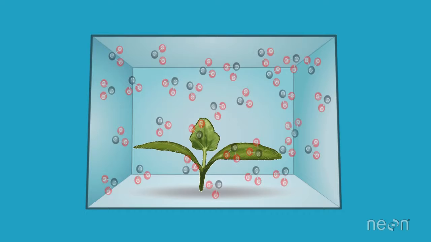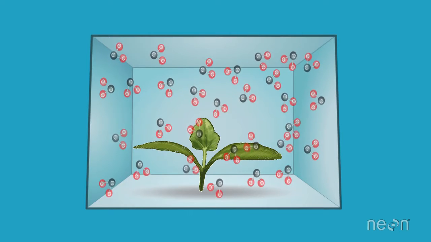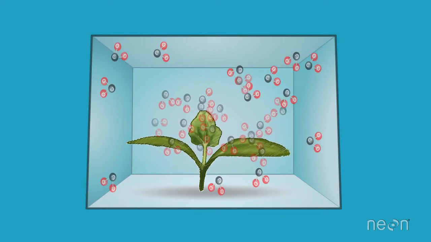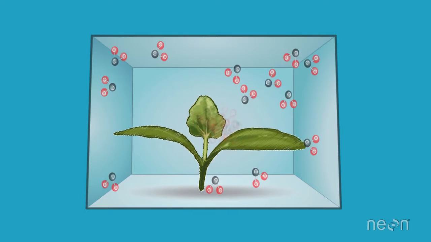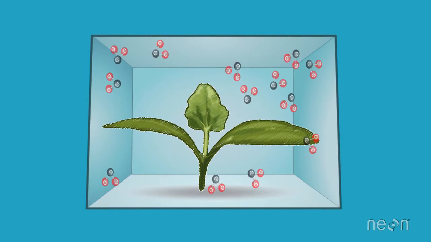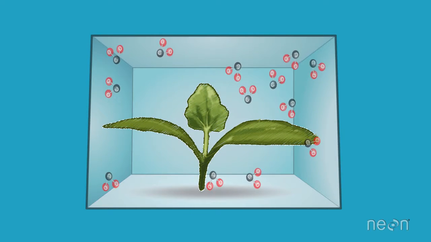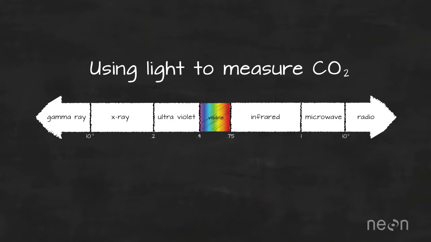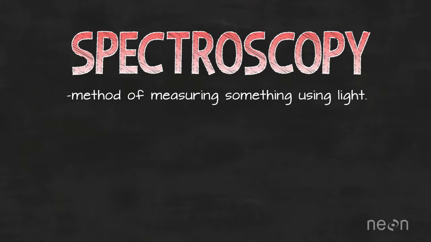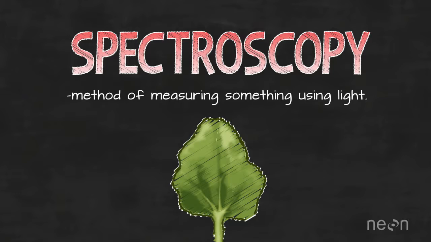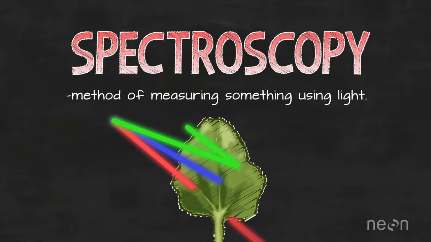Well, let's first place a leaf in a closed chamber that's filled with CO2-rich air. Think about it. If the leaf in the chamber is alive, it will uptake CO2 to produce the energy that it needs to grow. Now, one way to measure the CO2 in that chamber is to use light. The method of using light to measure things in science is called spectroscopy. Spectroscopy methods measure how much matter, like CO2, absorbs, reflects, or transmits light.